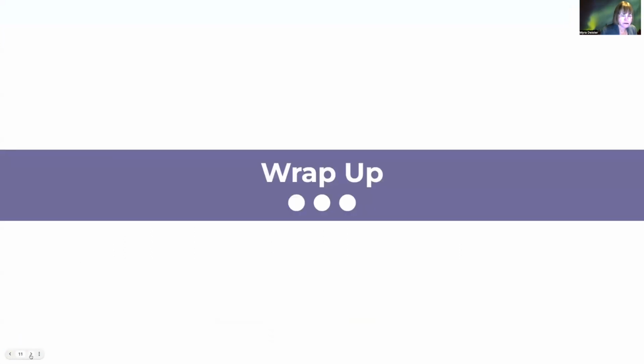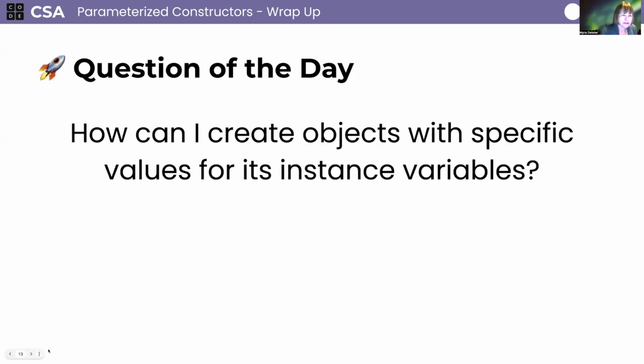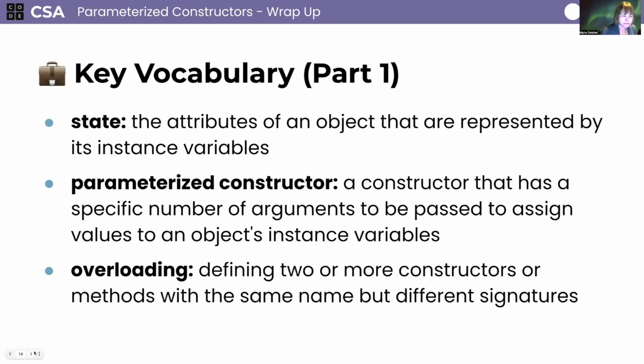Okay, today you learned about writing a parameterized constructor to specify formal parameters, how to identify the correct constructor being called based on the constructor signature. How can I create objects with specific values for its instance variable? The answer to that is use parameters.